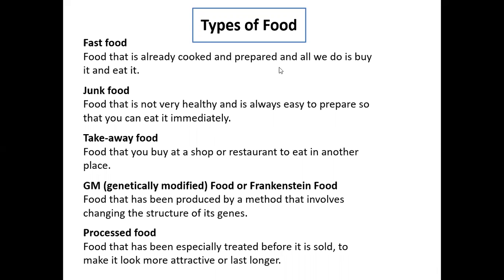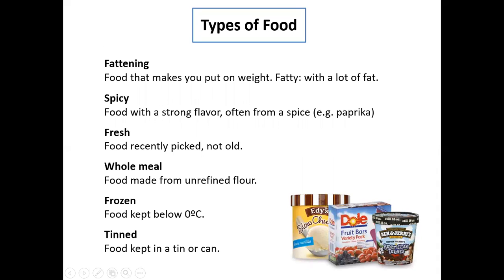Okay, now let's move on. Dear students, we have already talked about types of food. Now I would like to continue. Fattening means food that makes you put on weight, with lots of fat. Some people like spicy food. Spicy means food with a strong flavor, often from a spice, for example, paprika. Fresh food is recently picked, not old. Wholemeal food is made from unrefined flour. Frozen food is food kept below zero. Tinned food is food kept in a tin or can. This kind of food we need to know.